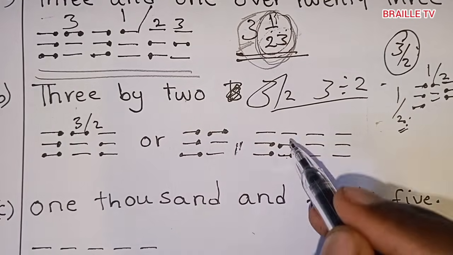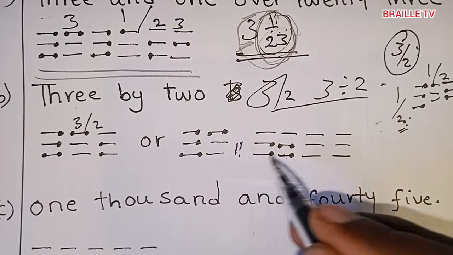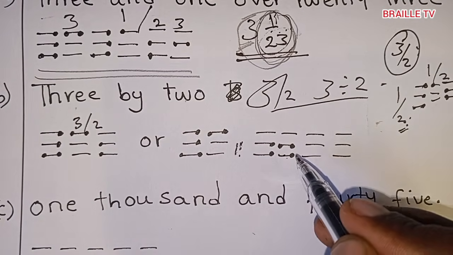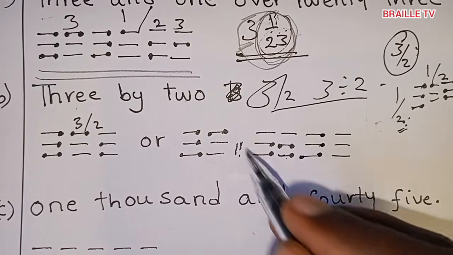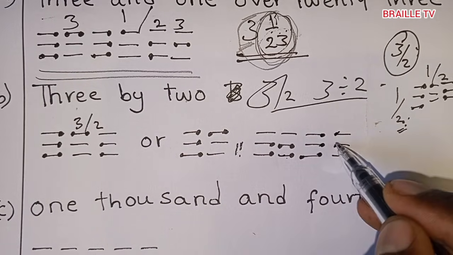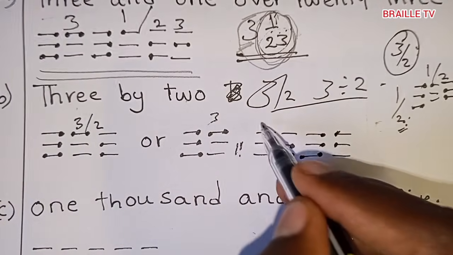So this one is division. We have given a space before writing them, but do not give a space after writing them. So write the numeral sign here and then write 2 like that. So it is 3 divided by 2.